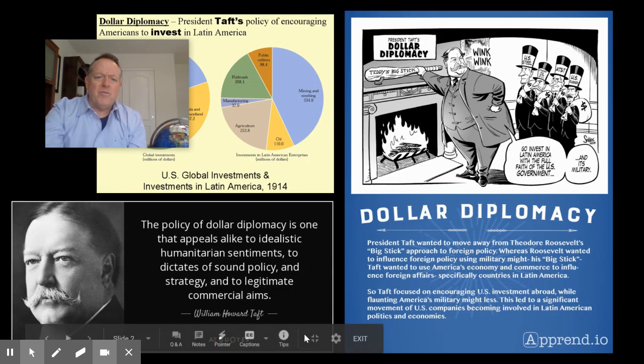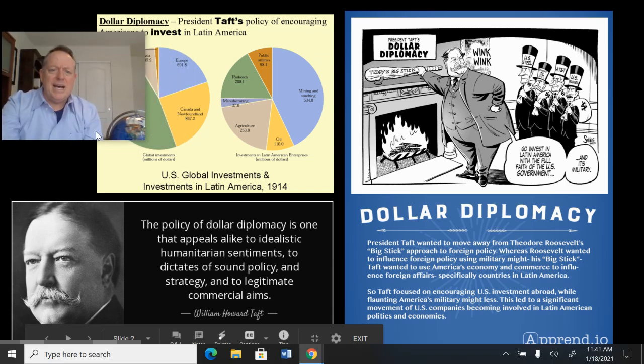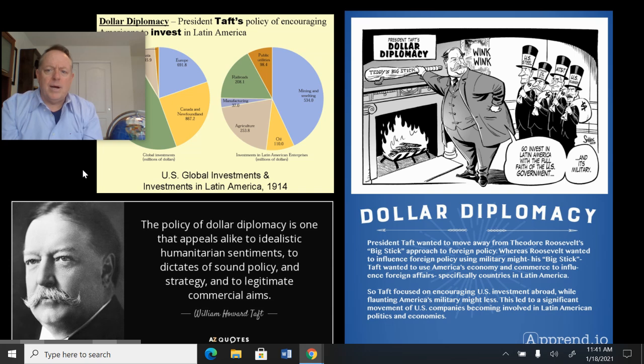All right. So first of all, Taft focused on dollar diplomacy. Okay. So great cartoon here up in the top. Taft is putting away Roosevelt's big stick policy and telling businessmen, I want you to go out and invest. However, the hidden idea there is that the U.S. military will still back them up. This was especially important in Central and South America.